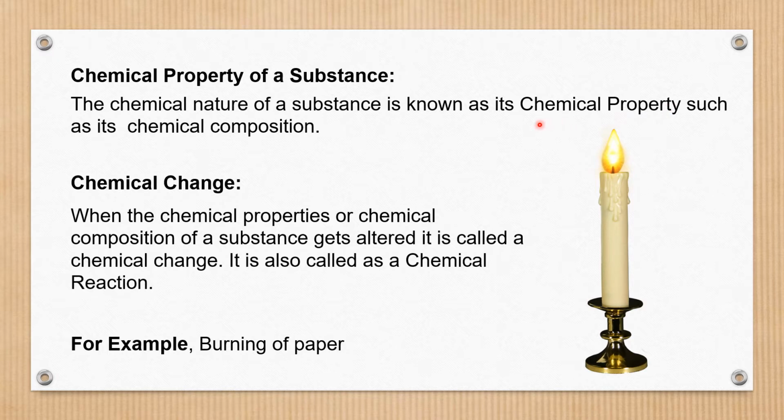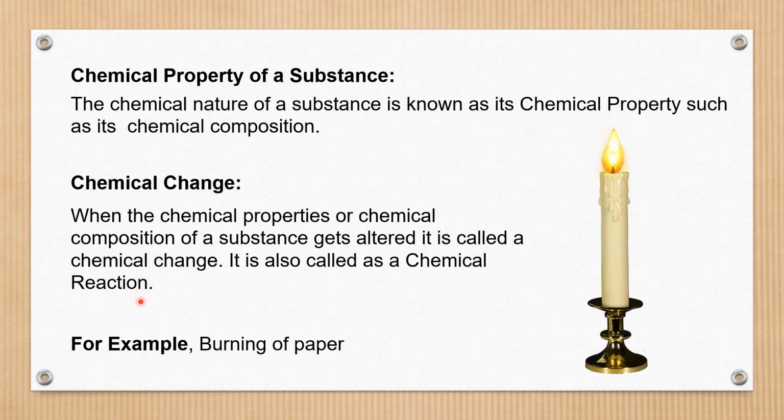Then what is chemical change? When the chemical properties or chemical composition of a substance get altered or changed, it is called chemical change. So any change in chemical properties, we can call it a chemical change. Any physical change, we call a physical change. It's quite simple. It is also called a chemical reaction. That is also very important. Chemical change is a chemical reaction.